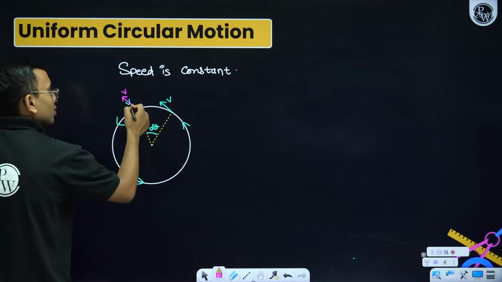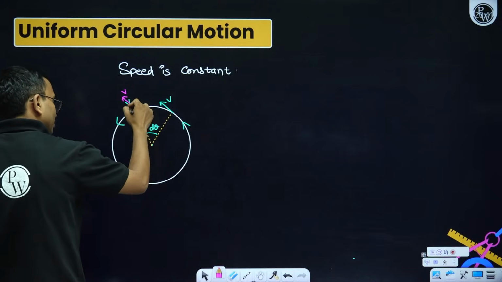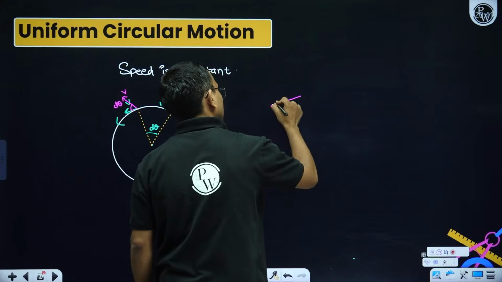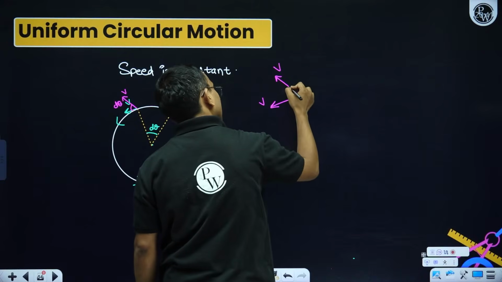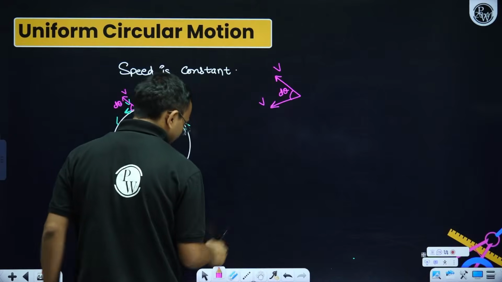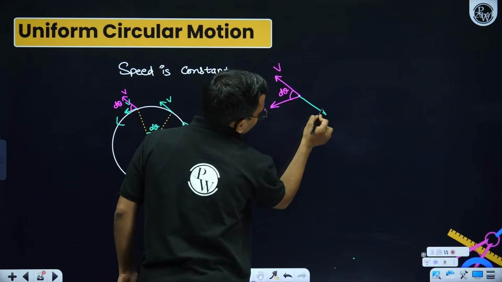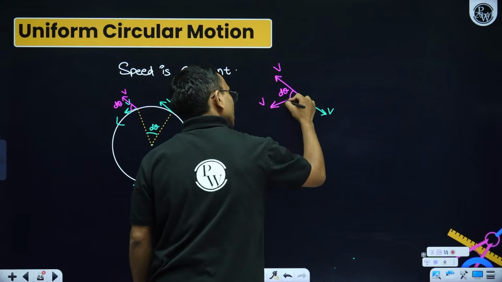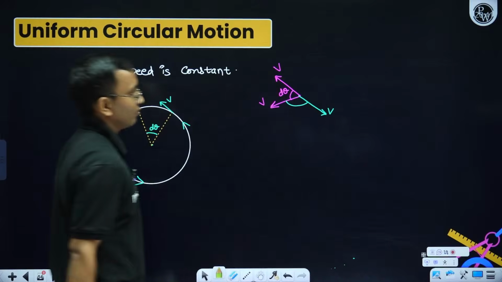The angle between the two will be d theta only. If this angle is d theta, the angle between the perpendiculars also will be d theta only. So this is angle d theta. I am having this velocity v, and the angle between the two is d theta. I need final minus initial. Minus initial means you take the opposite, and you take the resultant of these two vectors. This is 180 minus theta. The resultant of these two vectors you have to take.